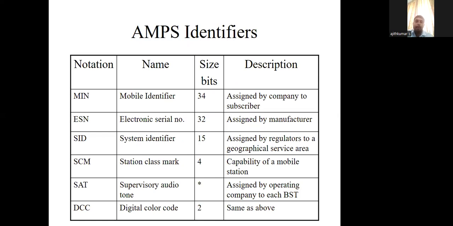See the AMPS identifiers: MIN, ESN, SID, SCM, SAT, DCC. See the sizes in bits: MIN is 34 bits, ESN is 32 bits, SID is 15 bits, SCM is 4 bits, SAT is multi-dimensional bits, DCC is 2 bits.